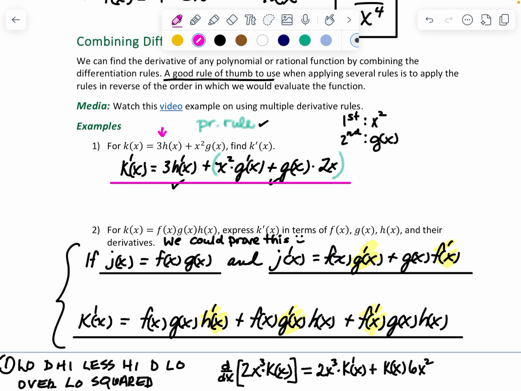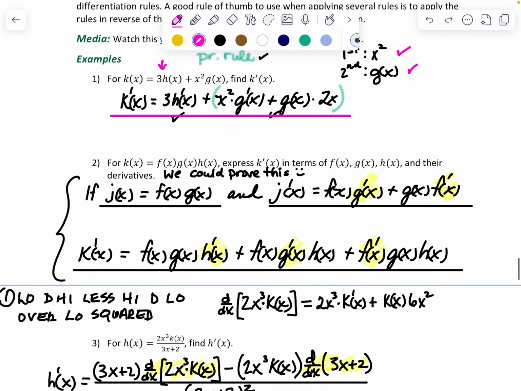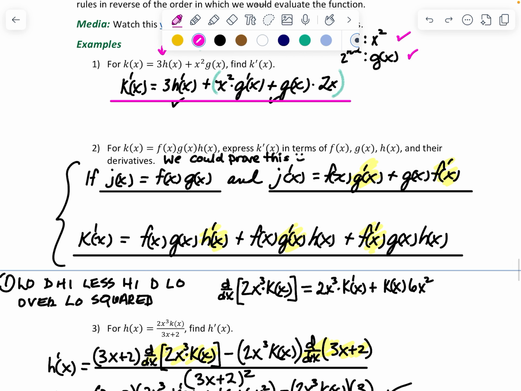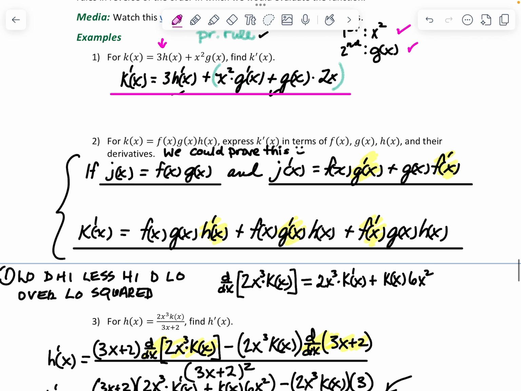But we have the 3h of x that comes first, so we took care of that, and then handling the product rule. I have the first function is x squared, the second function is g of x. So recall that I said I handle this by saying first times derivative of second plus second times derivative of first, like so. And it has just always worked for me that way. Little mnemonic devices.